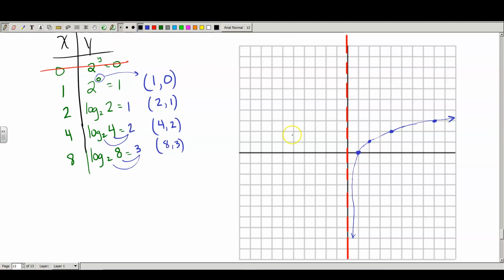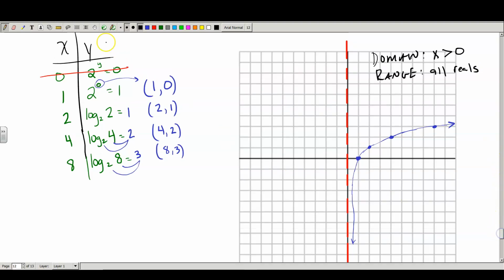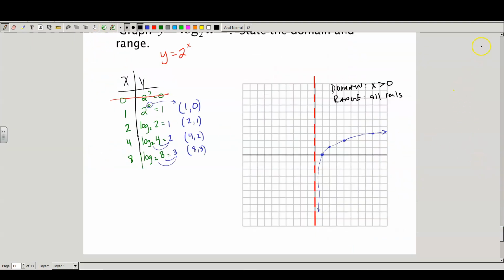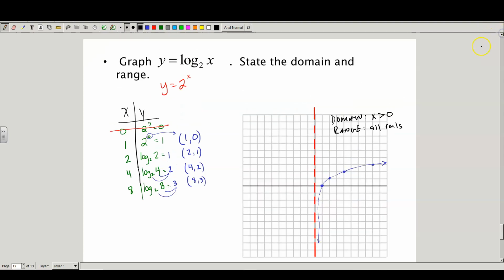And so if we think about this, we could say my domain is not all real numbers here. My domain is x has to be greater than 0. But my range is all reals here.